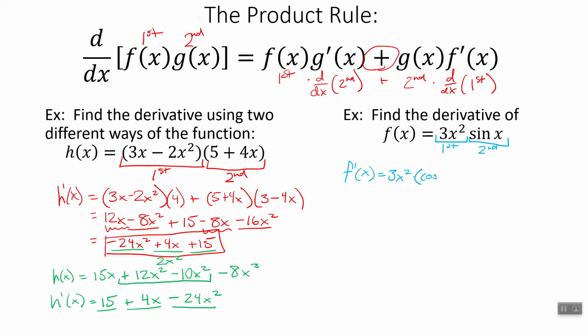Derivative of sine is cosine, positive cosine. Remember, because the sine function is going up and cosine's at positive 1 to start. Plus the second, sine of x times derivative of the first. Derivative of 3x squared, we bring down the 2.